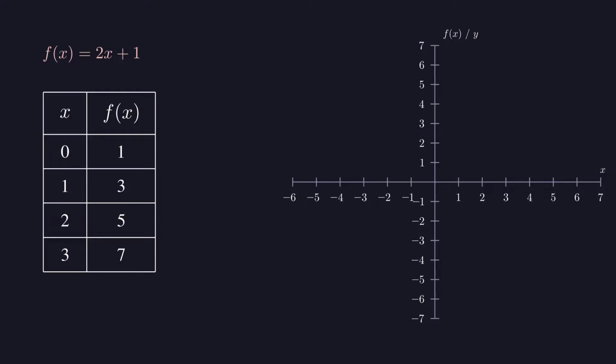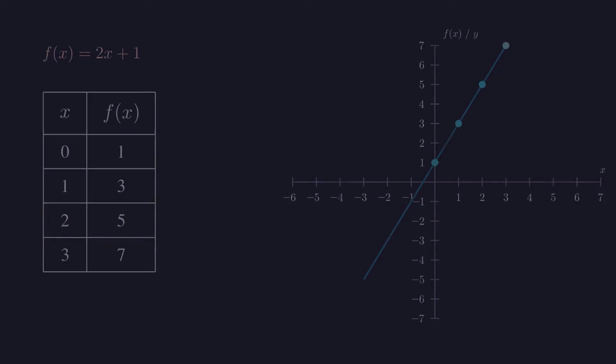Our set of inputs and outputs will be this table right here. So let's go ahead and plot some points. So first we've got (0, 1), and then (1, 3), (2, 5), and (3, 7). And you can kind of see a pattern right here already. You've just got a line. And so we can just draw the rest of the line there.